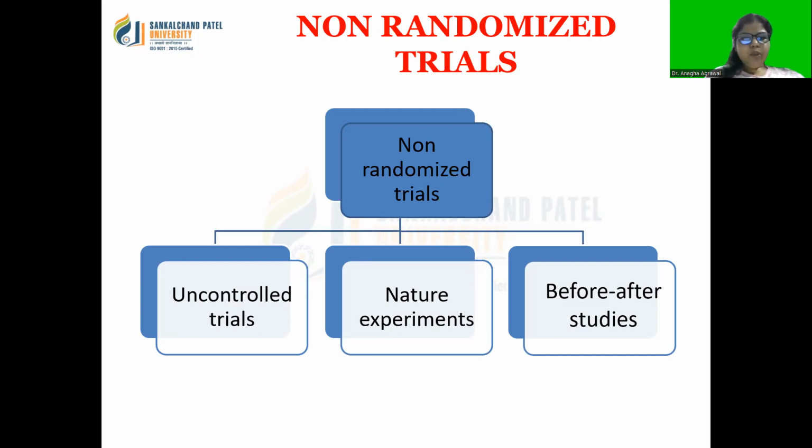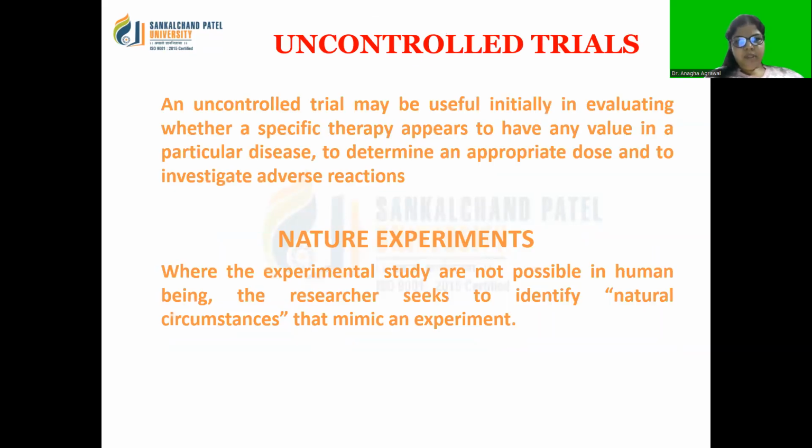So we have seen now the randomized control trial. The second type is non-randomized control trial, which can again be divided into uncontrolled trial, nature's experiments, and before and after studies. Now, what do you mean by uncontrolled trials? An uncontrolled trial may be useful initially in evaluating whether a specific therapy appears to have any value in a particular disease, to determine an appropriate dose and to investigate adverse reaction.